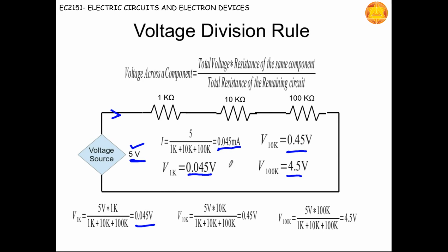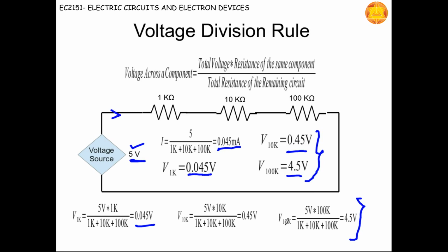Here, this is our traditional method. This calculation is the traditional method of how we calculate the voltage across each component, and this calculation is how we calculate the voltage by using the voltage division rule. I repeat again, this is our traditional method, and this is by using the formula of the voltage division rule.